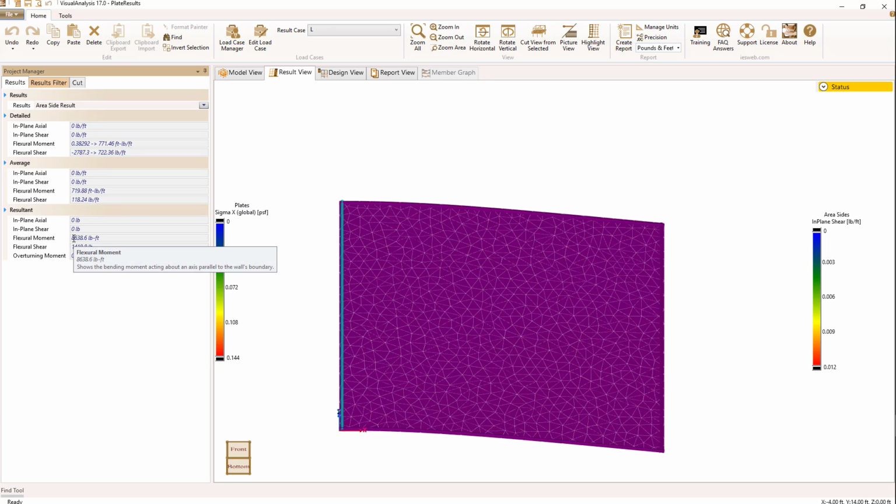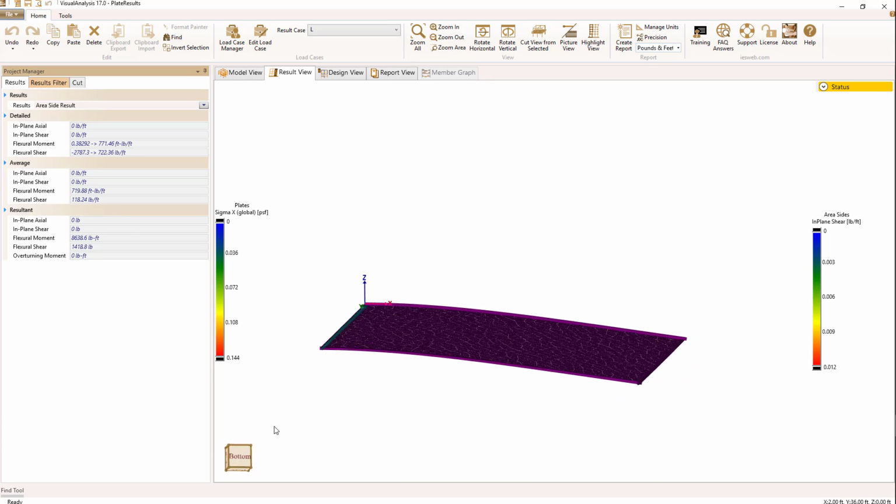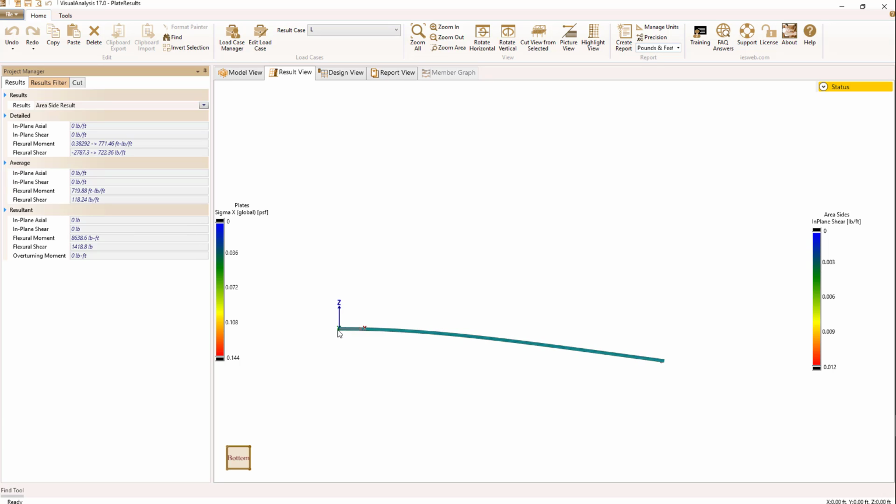And if we look at the resultant values down here, we're going to see we have a moment and we have a shear. Those are basically the resultant moment, and looking in on the edge, the moment about the y-axis would be the flexural moment value for this edge. The flexural shear would be the shear value in the Z direction.